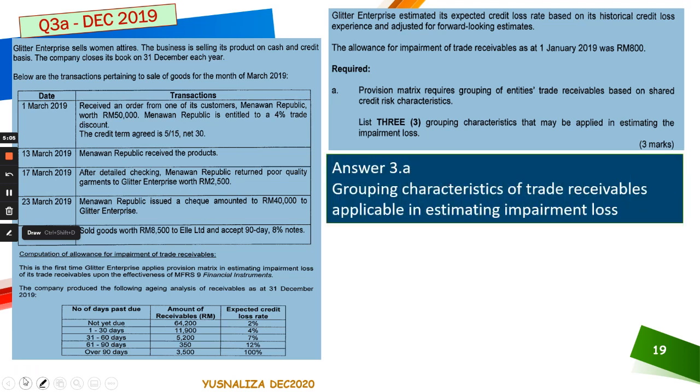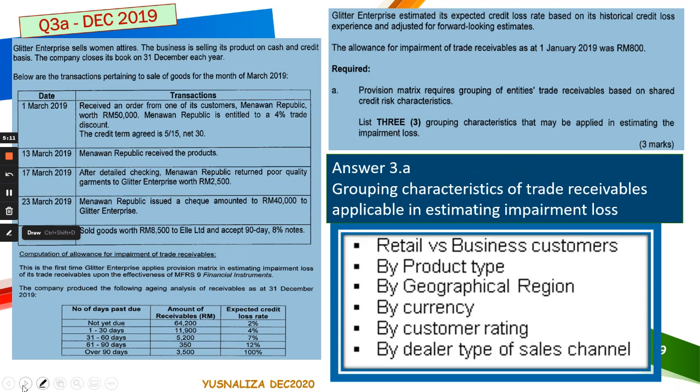So grouping characteristics of trade receivables that are applicable in estimating impairment loss. This was taken from the YouTube channel of Sylvia from CPD Box. So these are the things that were mentioned: retail versus business customer. You can use this to group things, put retail separately, business customer separately.